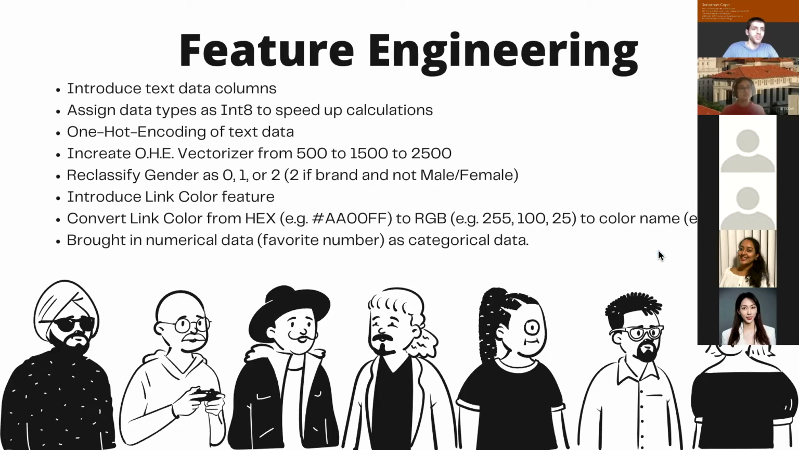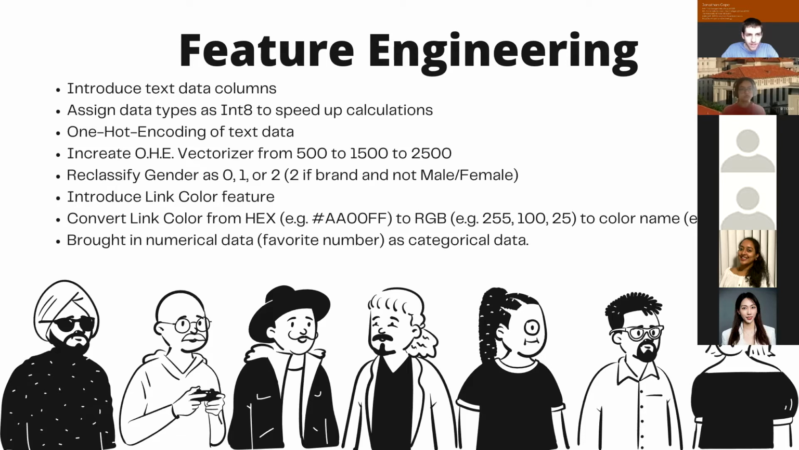So some feature engineering that our group did was we introduced those text columns, like the description. We assigned one-hot encoding vectorization to those text columns. So each column would begin to be 500 columns of zeros and ones. We assigned those one-hot encoded columns to be data type int8 instead of the default int64, so that it would speed up our calculations by not having to save as much memory.